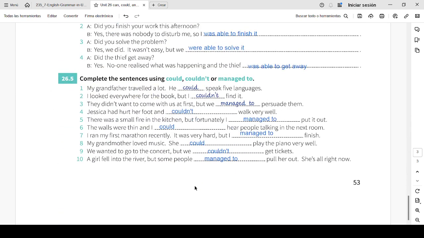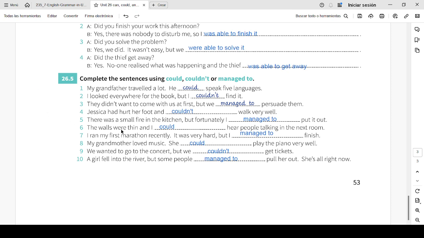Okay, managed to, not couldn't. In the third one, we're talking about somebody's success to do something. Next one. Jessica had hurt her foot and couldn't walk very well, right? We're talking about ability, but in the past, right?